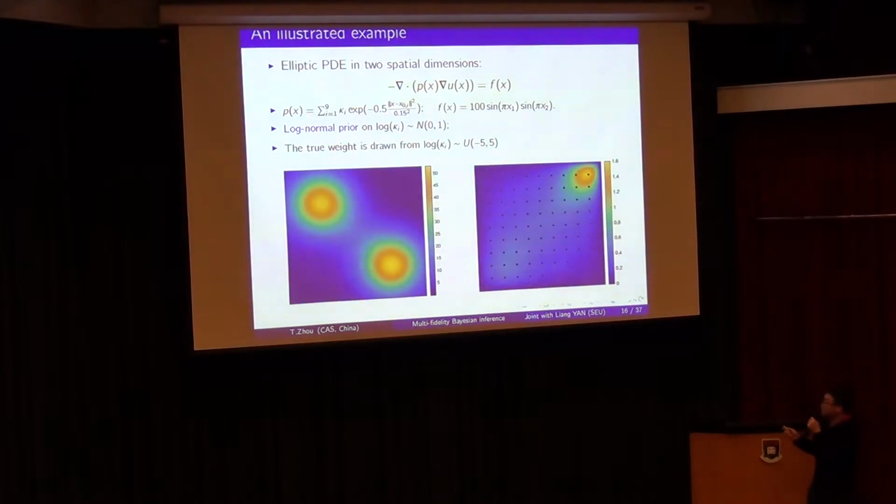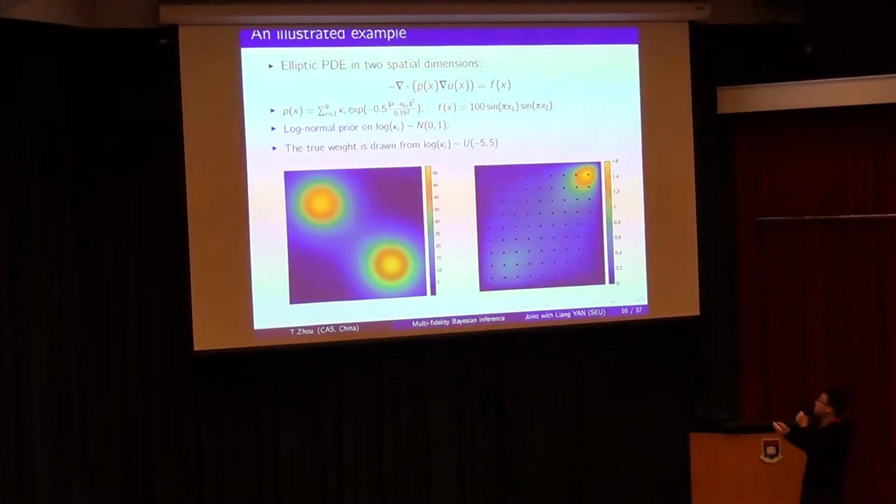Let me show you a very simple example. The goal is to recover this field, here the coefficient. This is a 9-dimensional problem. The unknown is the coefficients of this field expansion here. This is the prior of these parameters, and the true weight is drawn randomly by this measure. And this is the true field actually.